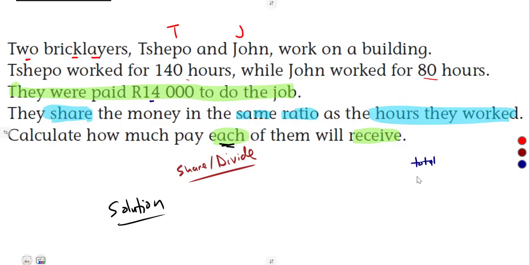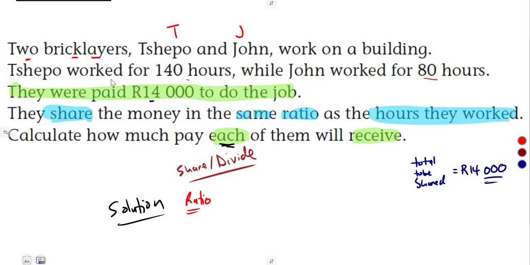We know it. Total to be what? To be shared. We know that it is 14,000 rand. So this is what they are going to share. What about the ratio? Because we do not have the ratio. The ratio is to be taken from the hours they worked.